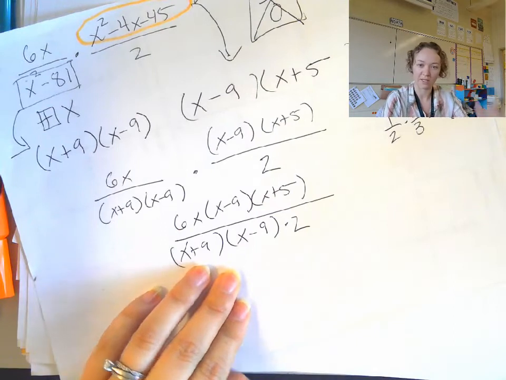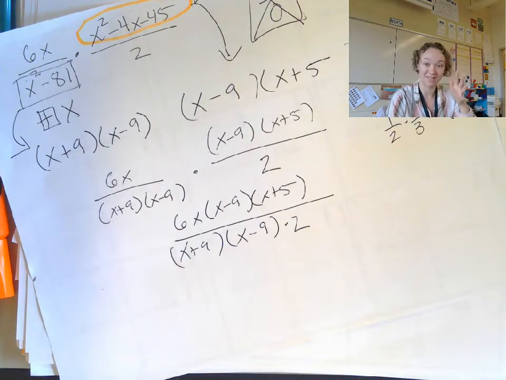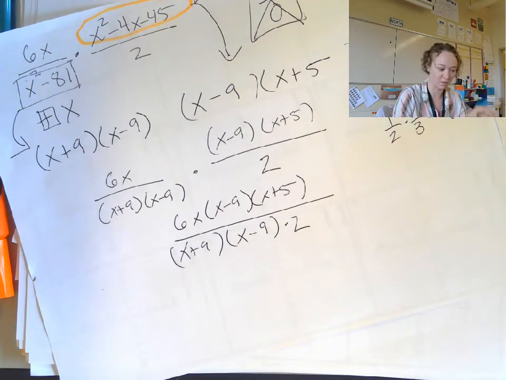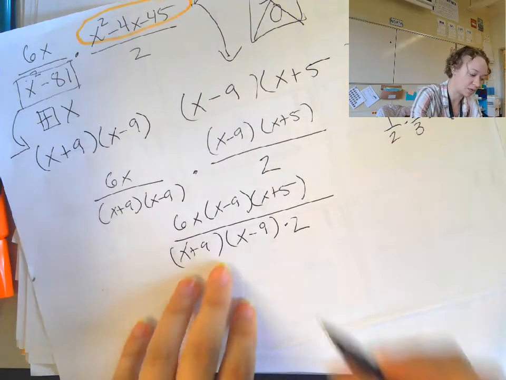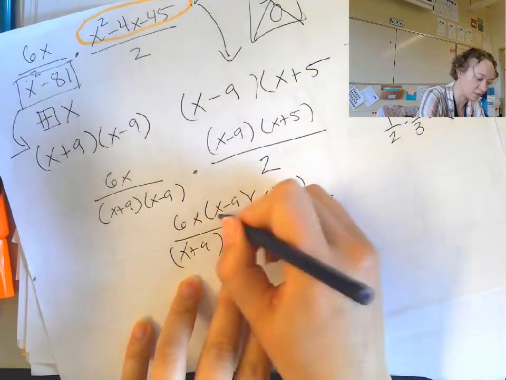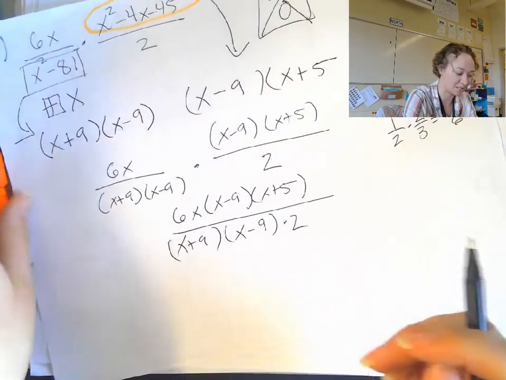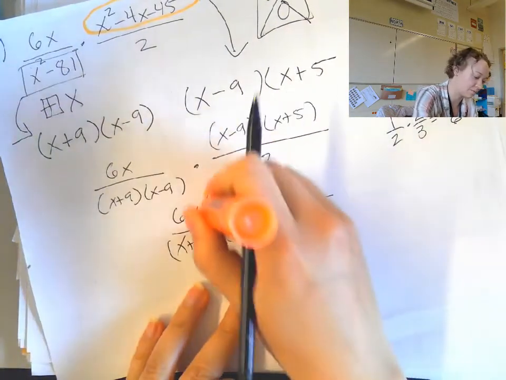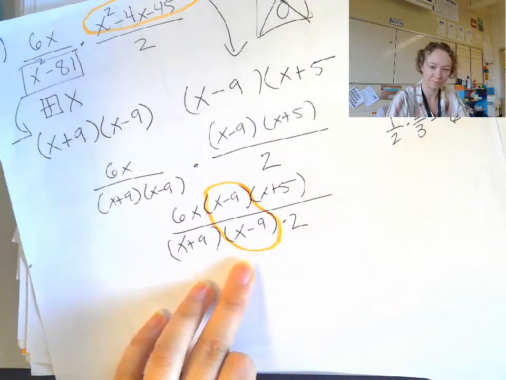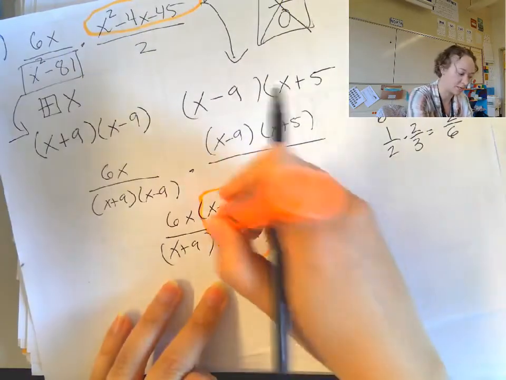And then from here, I can cancel. So I can make ones. Anything that's the same factor, top and bottom, I can eliminate. So in this one, there's only one thing I can do. I can do the x minus 9 and the x minus 9, like that. And so I eliminate it, that's gone.